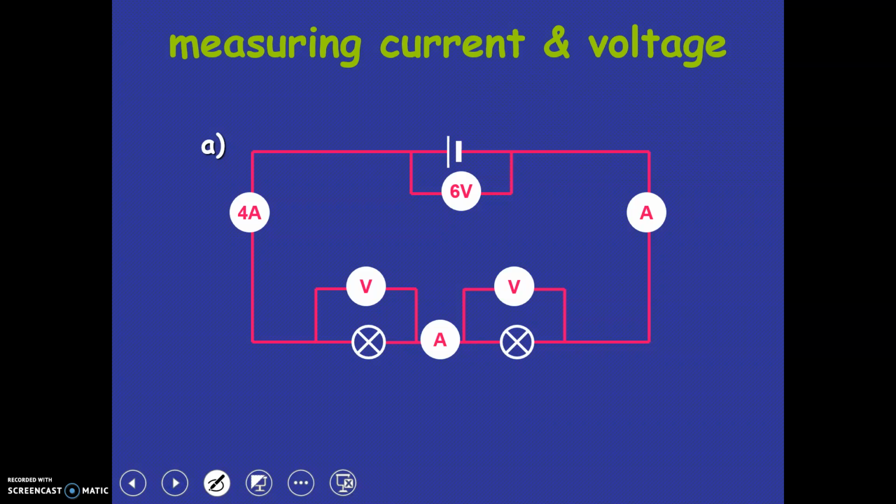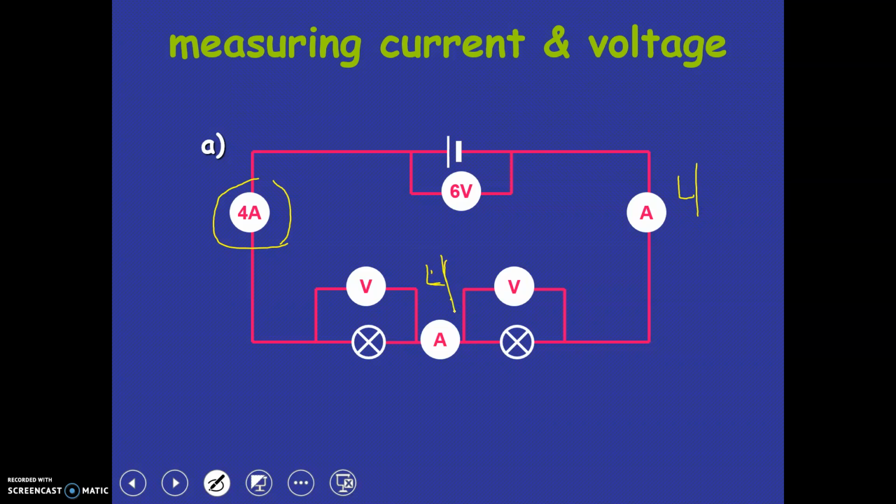So we can kind of test our knowledge now. This is considered a series circuit since there's only one path for the electrons to flow. We see that the current is 4 amps, and we know that current stays the same. So this would be 4, and this would be 4 as well.